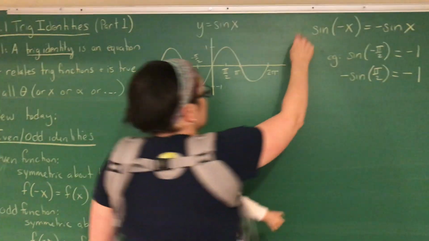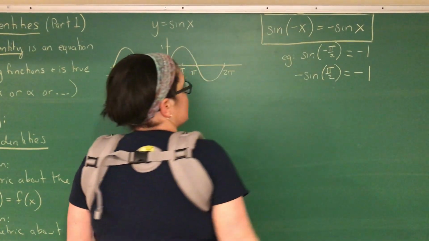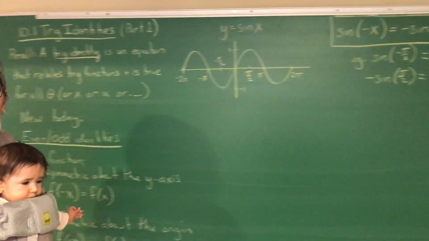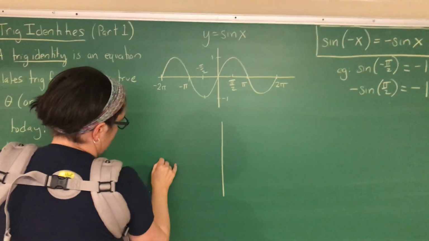Okay, so this is our odd identity. The sine of negative x is the same as negative sine of x. Okay, let's take a look at cosine of x.